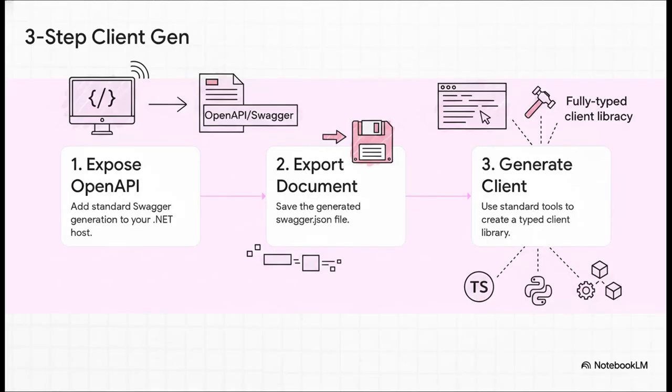And hey, if you need a client that's totally specific to your API, the workflow is just incredibly simple. You expose a standard OpenAPI document, Swagger, from your application, export it, and then use a standard tool to generate a client. And what's the prize? Your front-end team gets a fully, strongly typed client. That means auto-completion in their editor, compile time checks, which all means way, way fewer runtime errors. It just makes development faster and so much more reliable.